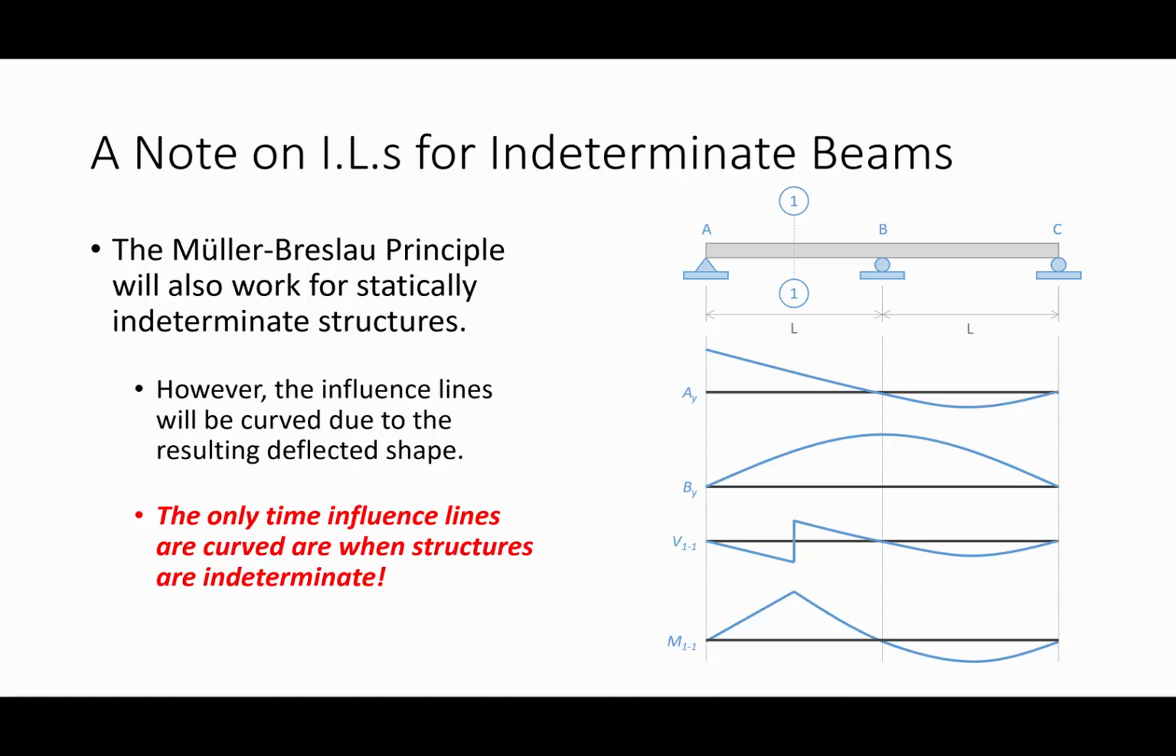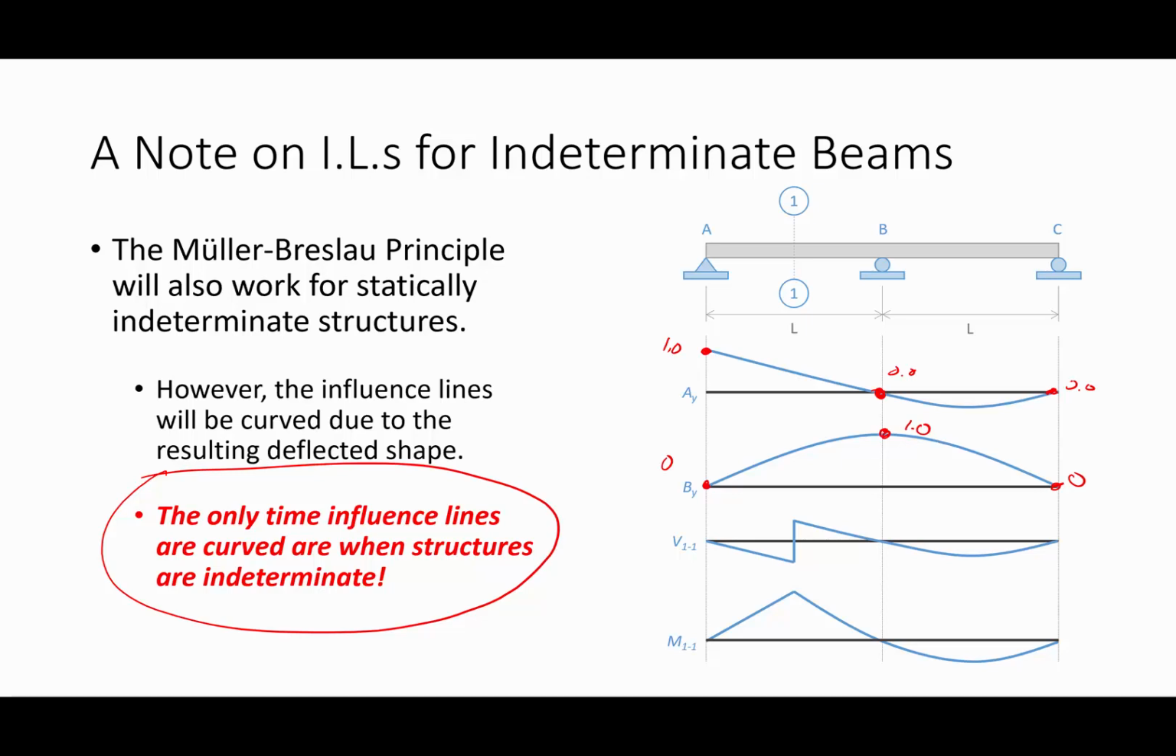Now, it still follows the same rules, right? You get 1 here, and you get 0 here. I drew this in PowerPoint, so I know the lines are a little off, but you get the idea. Same thing for the influence line for the reaction at B. This is 0, this is 0, this is 1. Same process, but the influence lines look curved because the structure's indeterminate. And this is really the key right here. The only time influence lines are curved is when the structures are indeterminate. And that's a really good big point I want to make on the exam.